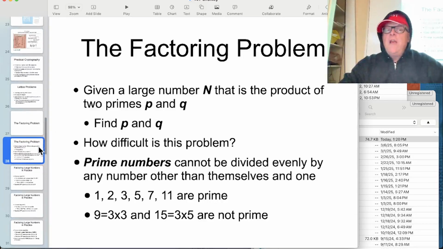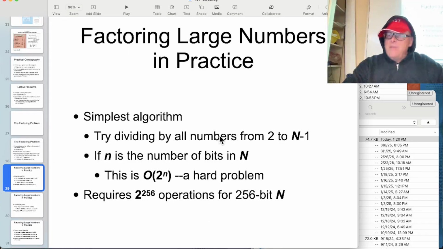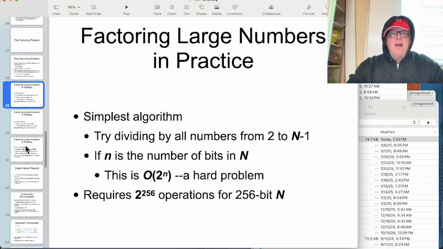And there are a few ways to get even faster. But if you did that, that would scale as linear with n. And so if you count the number of bits, it would scale as 2 to the n, where n is the number of bits. And that would be a hard problem. But there are faster ways. The simplest algorithm, try all the numbers from 2 to n minus 1. That's a hard problem, 2 to the n. For 256-bit n, it would take 2 to the 256 operations, which is unthinkable and impossible.